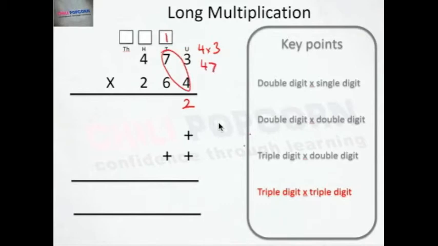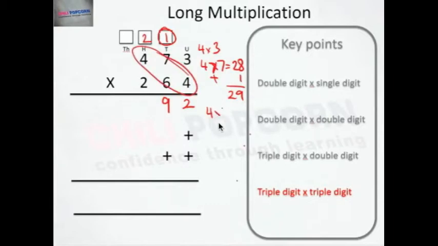4 times 7 is equal to 28. So, and we add back the 1 that we carried over, this one. So that's 29. So that's 9. Carry over 2. Now we do this one. 4 times 4. So 4 times 4 is equal to 16 plus the 2 that we carried over. So plus 2 is equal to 18. So we write down 18 before we move on to the next line.